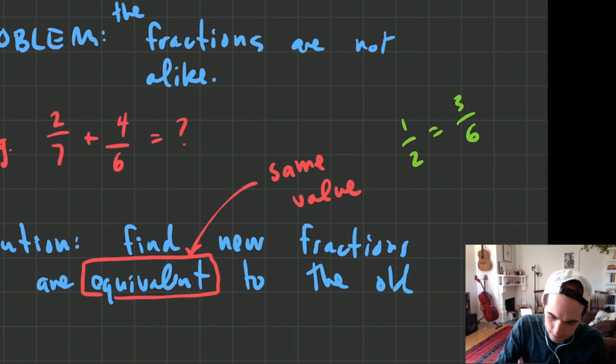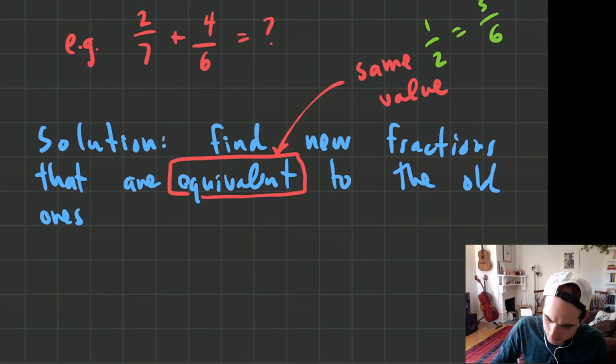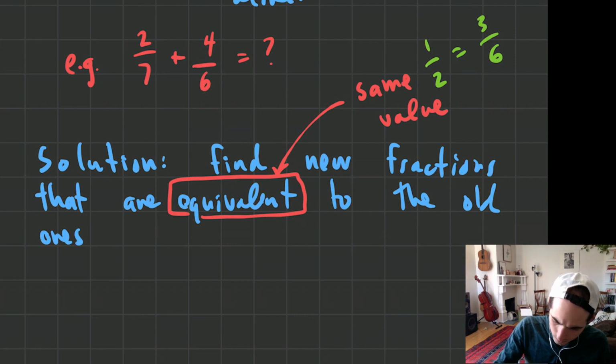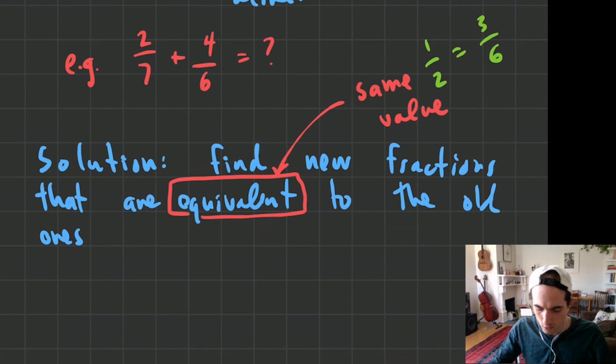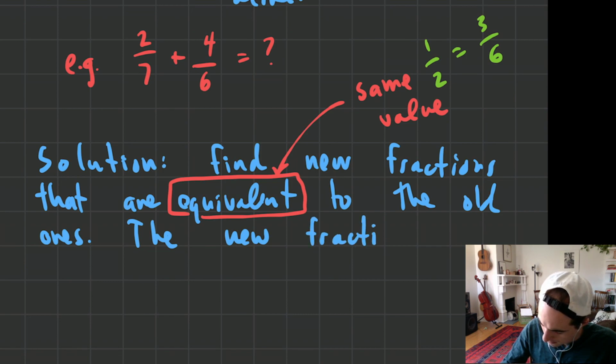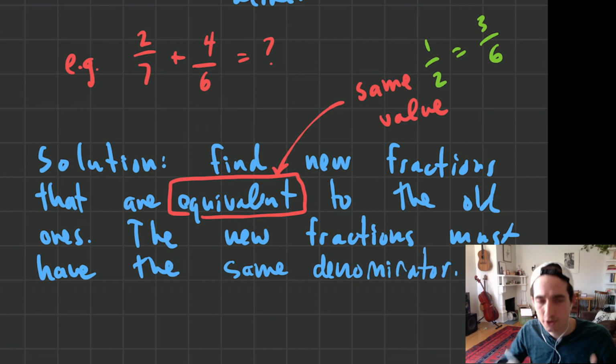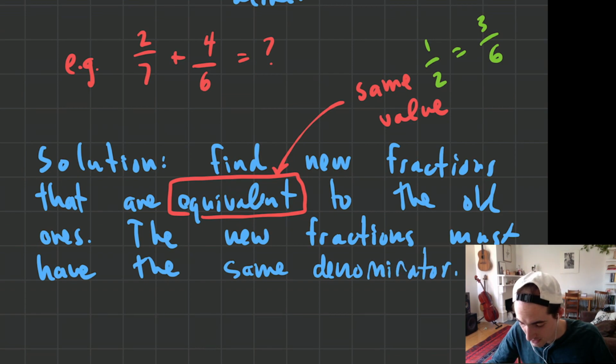Okay, let me move that over here so I can scroll back. There we go. That's better. Okay, so where were we? Okay, yeah, so our solution is to find new fractions that are equivalent to the old ones, period. The new fractions must have the same denominator. And as we all know, there's a trick to this, right? There's several tricks actually.